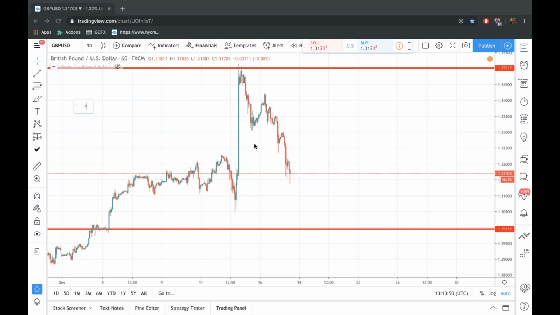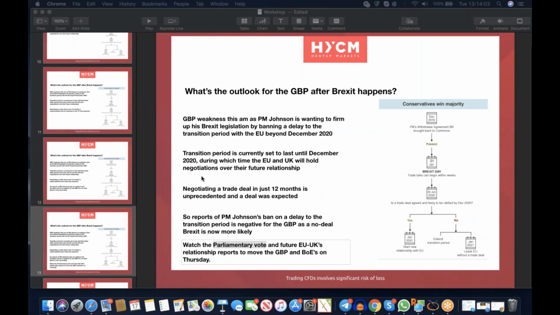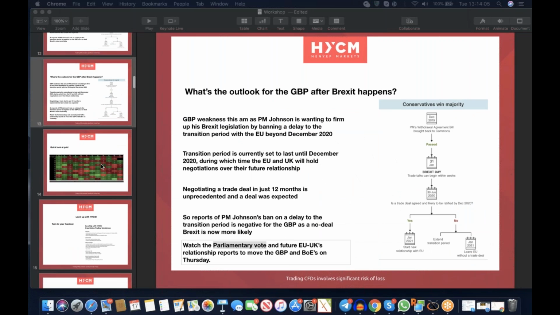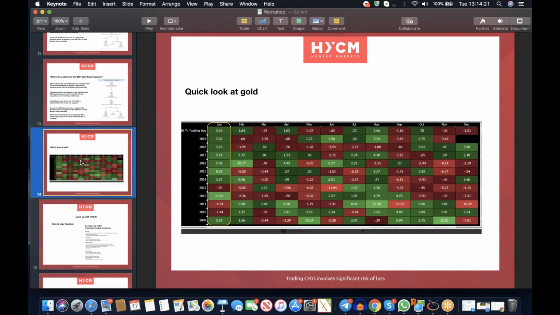So I'm expecting the pound to be pressured. I'll talk that through as we go through the webinar, which currency pair I'll want to trade it with, and we'll look at the options that we have going forward. Now, that's the pound. Okay, so I hope that sort of clued you guys into what's going on with the pound. If you take a little screenshot of this, it will help remind you of what's going on. Okay, now let's have a quick look at gold.